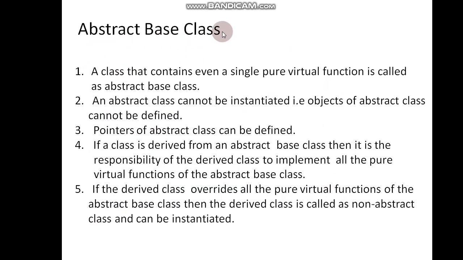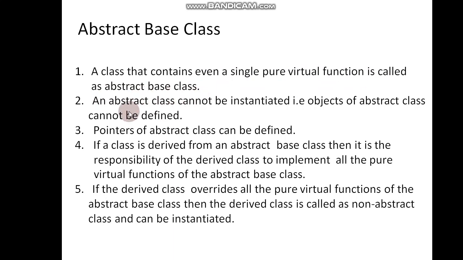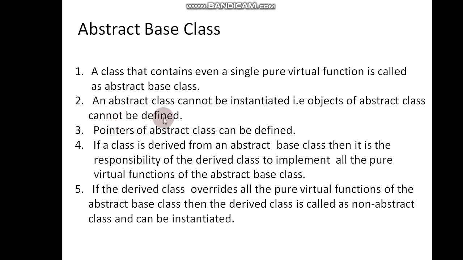So abstract base class, a class that contains even a single pure virtual function, is called as abstract base class. So such class cannot be instantiated. Objects of abstract base class cannot be created. Pointers of abstract class can be defined. Now these pointers can point to objects of derived classes as well.